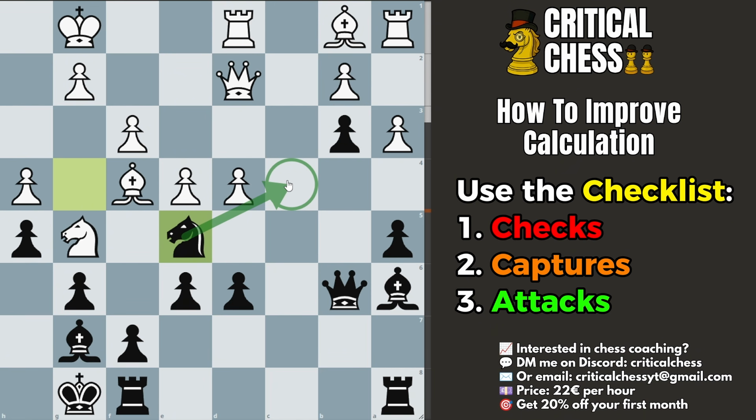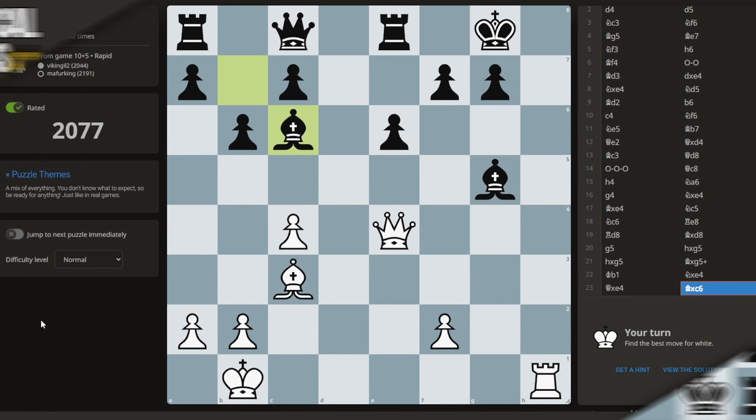It is an objectively losing position. So make sure you utilize the checklist. It doesn't have to be on every single move, but you should use it in critical moments. Just scan the position for checks, captures, or attacks. So now let's talk about puzzles briefly. Puzzles are a great way to improve your calculation abilities if you do them correctly.